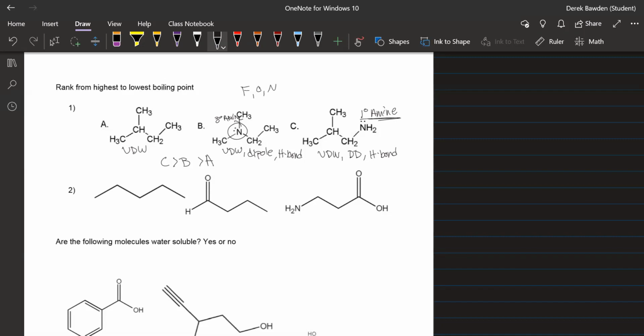All right, let's do number 2. We got van der Waals forces. Anything else for the first one? That's it. Okay. How about for B? It goes van der Waals, dipole, and the hydrogen. Van der Waals, dipole, H bond.